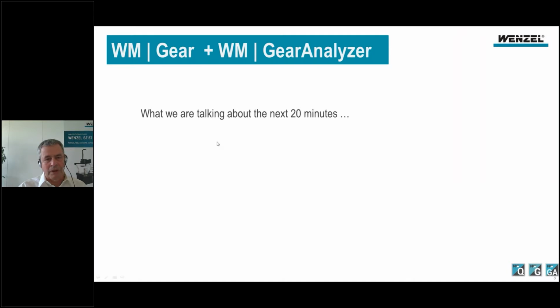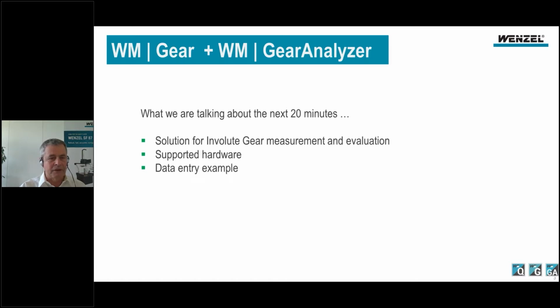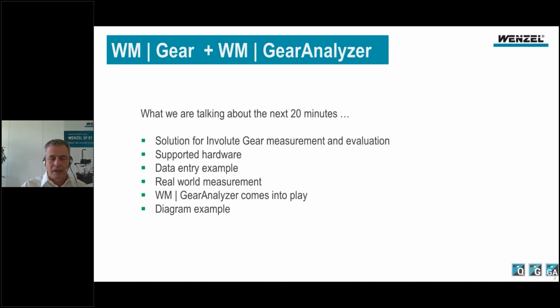So what will we talk about today? We are talking about the WM gear and gear analyzer, which is a solution for involute gear measurement and evaluation. We'll talk about the supported Wensel hardware. I'll show you a live data entry example on WM gear. And we have some pre-recorded measurement videos on a LH87 with and without rotary table. After the measurement is finished, the gear analyzer comes into play and analyzes and produces diagrams. I'll also show you the gear analyzer live with a diagram example and things we can do with it. And a short summary will finish my presentation.